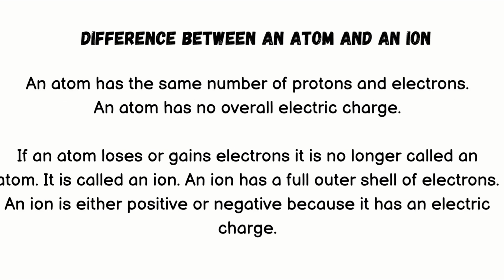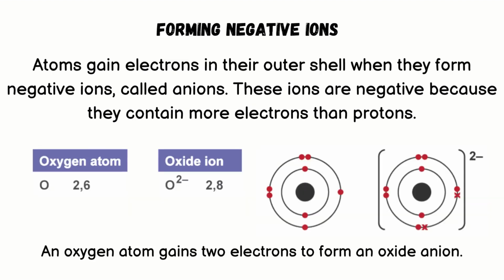What is the difference between an atom and an ion? An atom has the same number of protons and electrons. An atom has no overall electric charge. If an atom loses or gains electrons, it's no longer called an atom, it's called an ion. An ion has a full outer shell of electrons. An ion is either positive or negative because it has an electric charge.